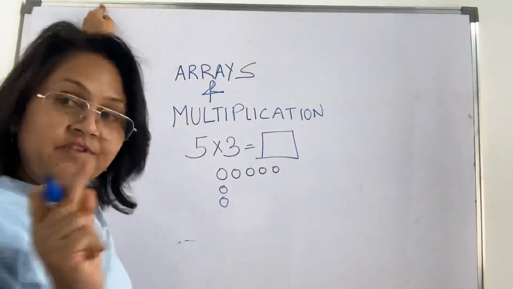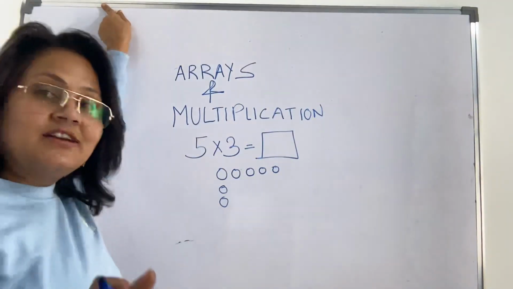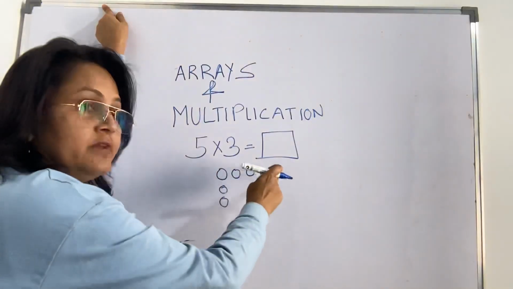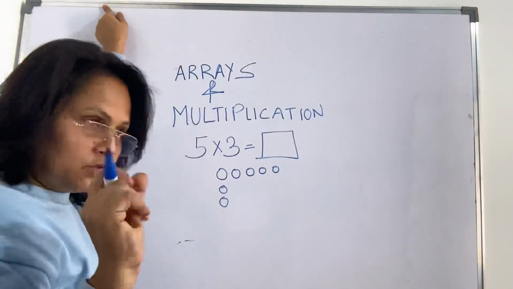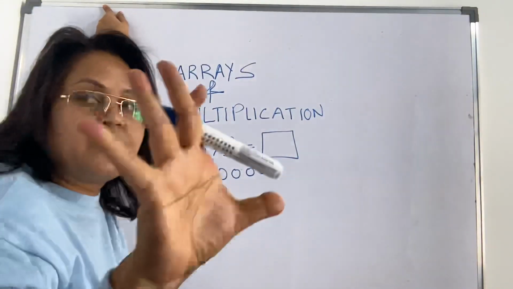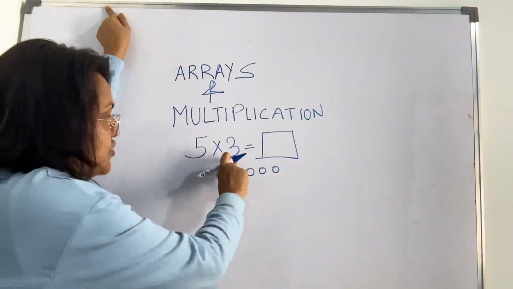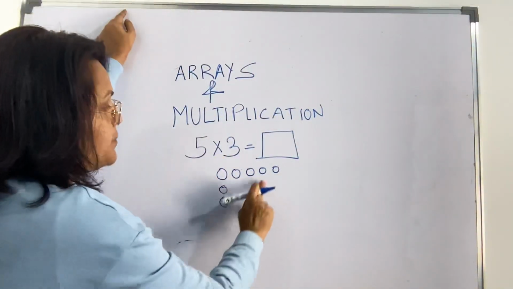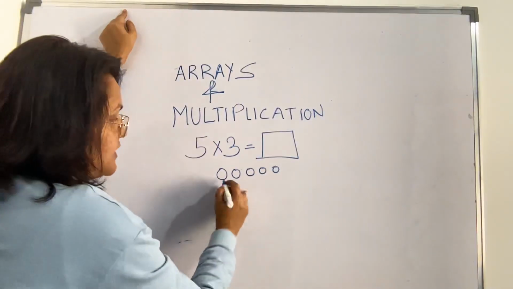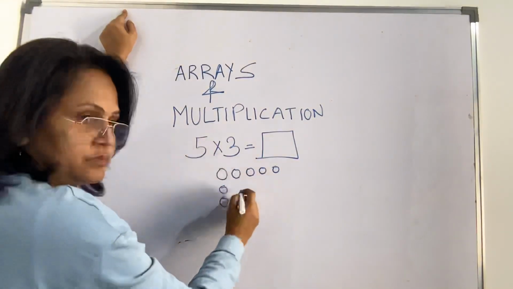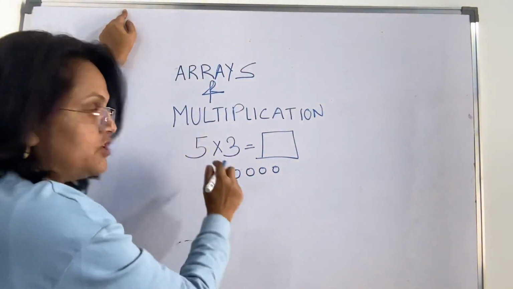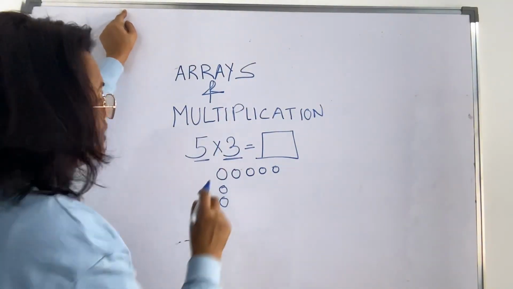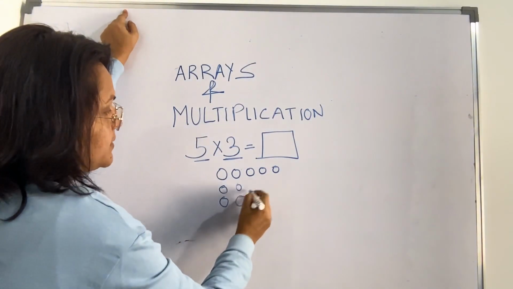Why? Because when we are talking about the arrays, we are saying group of 5 rows, 3 rows of 5 objects. This is called 3 rows of 5 objects, right? So definitely we have to complete this. So we will complete this by, like, every column should have 3, 3. This is the number of rows and this is the number of columns. So column should be of 3, 3.